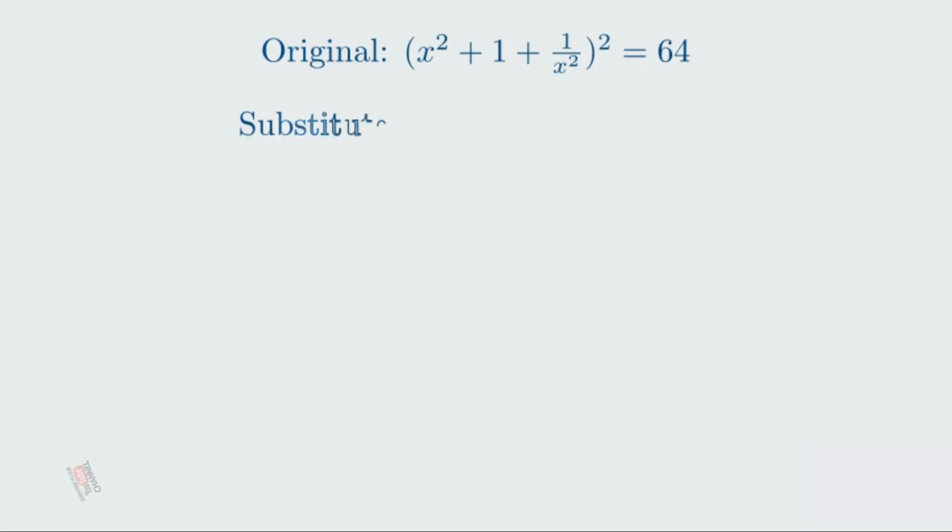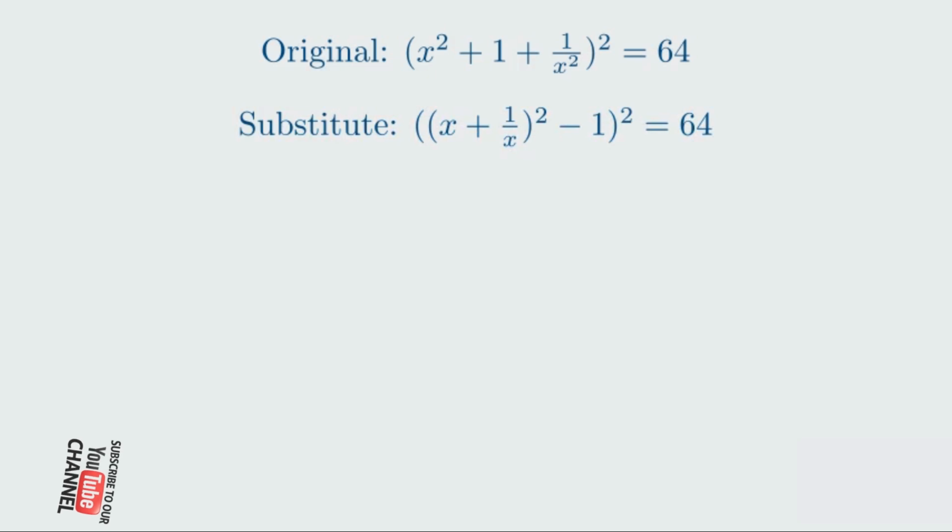Now that we've simplified the expression inside the parentheses, let's substitute it back into our original equation. Our original equation was the quantity x squared plus 1 over x squared, all squared, equals 64. Substituting our new simplified form, we get the quantity (x plus 1 over x) squared minus 1, all squared, equals 64. Look at that. We've removed the fractions from the inner part.